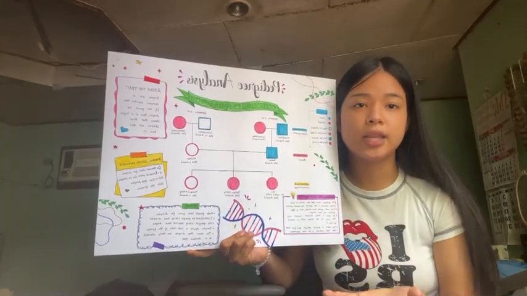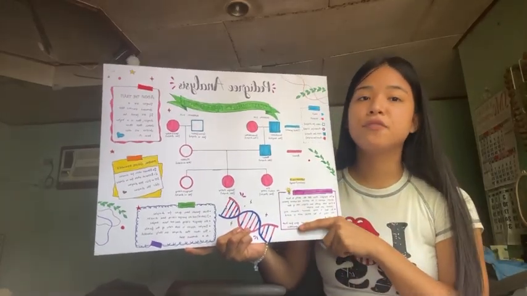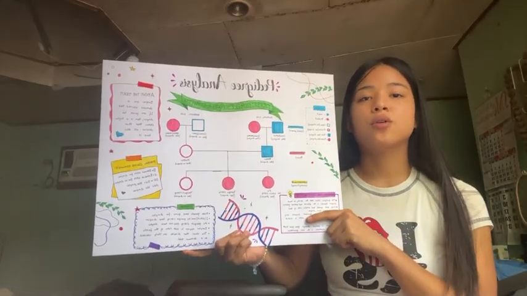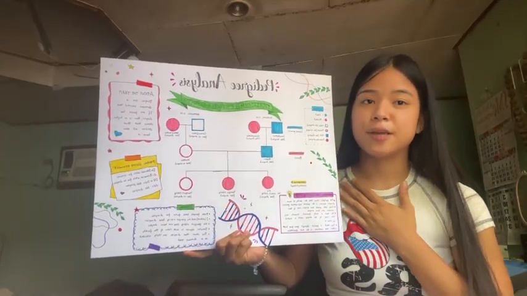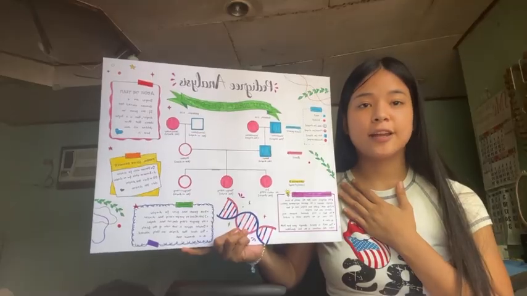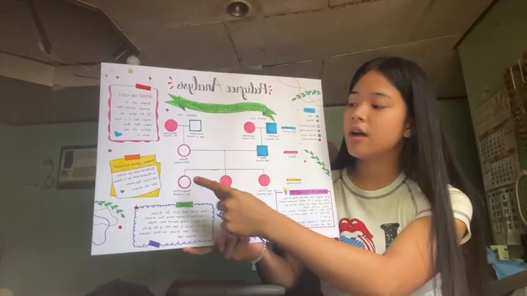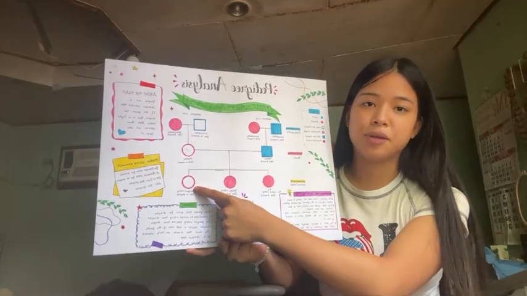So moving to the next generation, my father and mother have 3 children. These children include me. The first 2 children have dimples, which is me and my sister, while the youngest child does not have dimples.